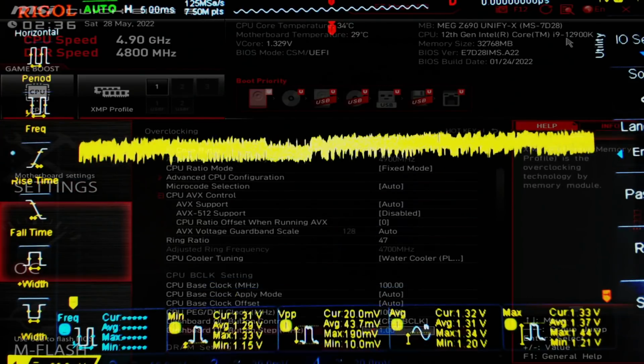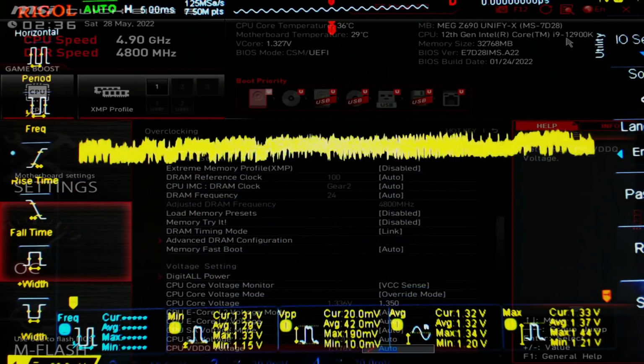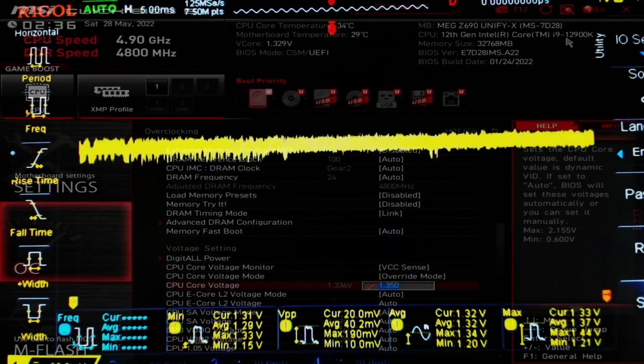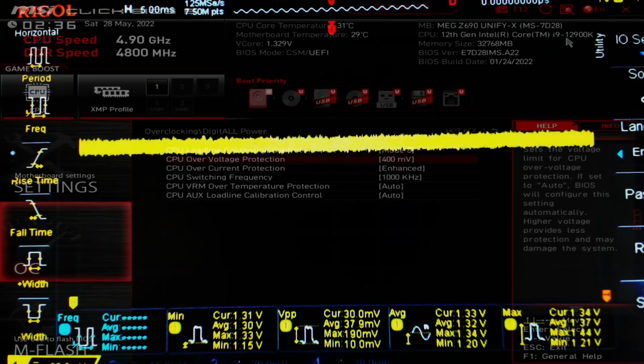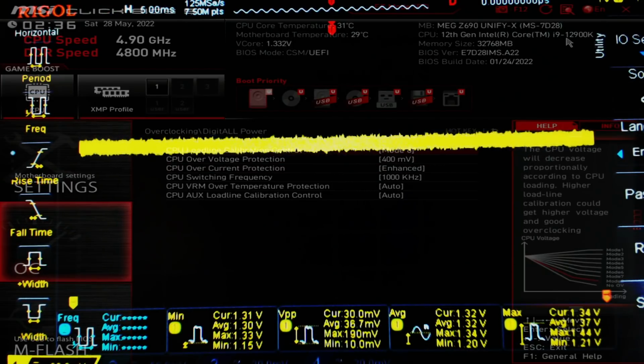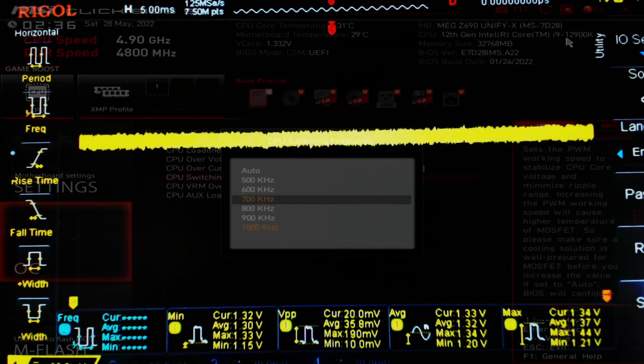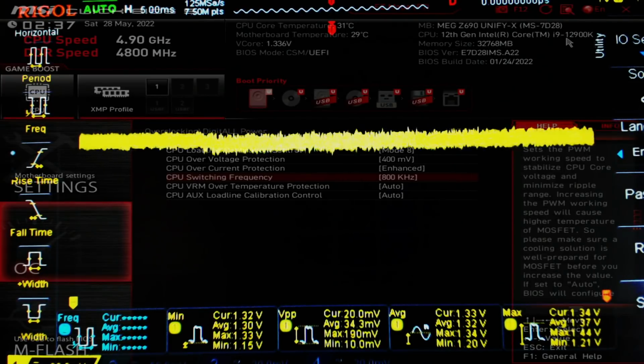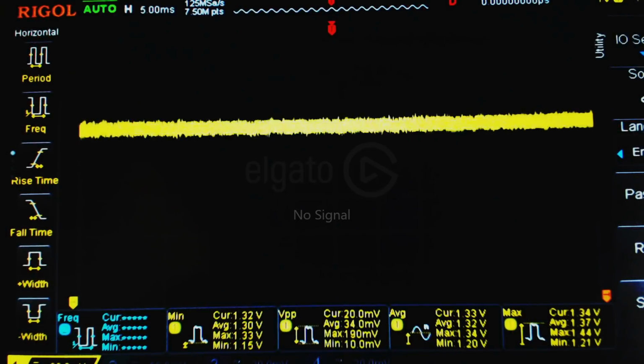Okay, is it equally messed up if we use other switching frequency settings? Let's go back up to 1.4 volts. Let's try 800. That's a relatively reasonable switching frequency setting.